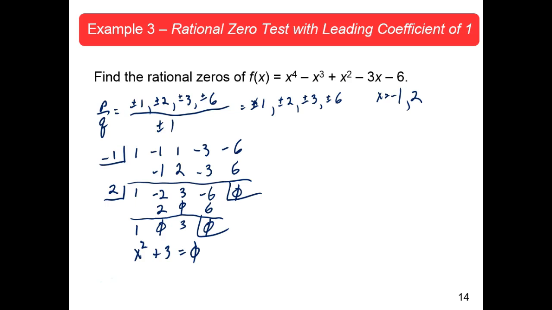All right. So there are only 2 rational zeros, but at this point, you found out the last 2 are complex with imaginary components. That's all you have to do.